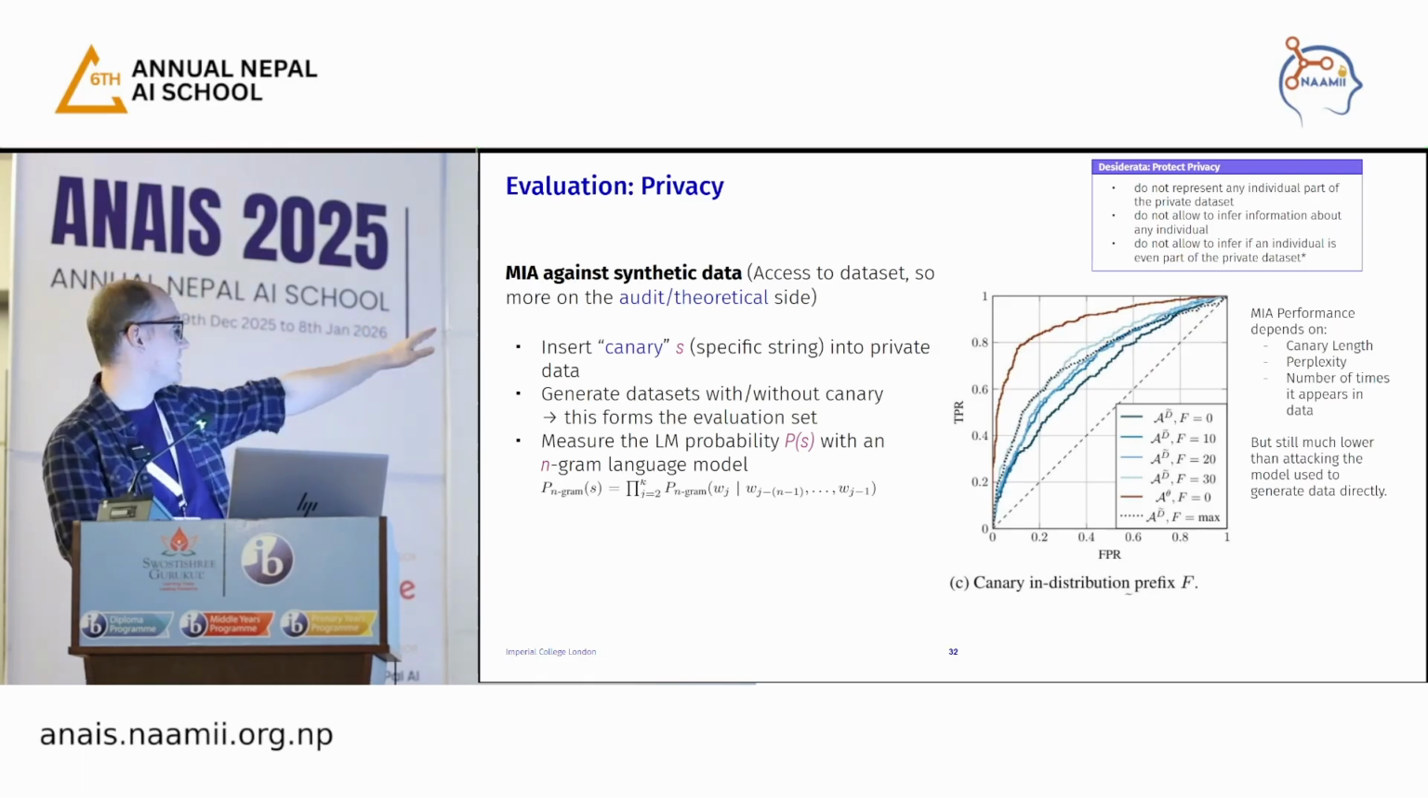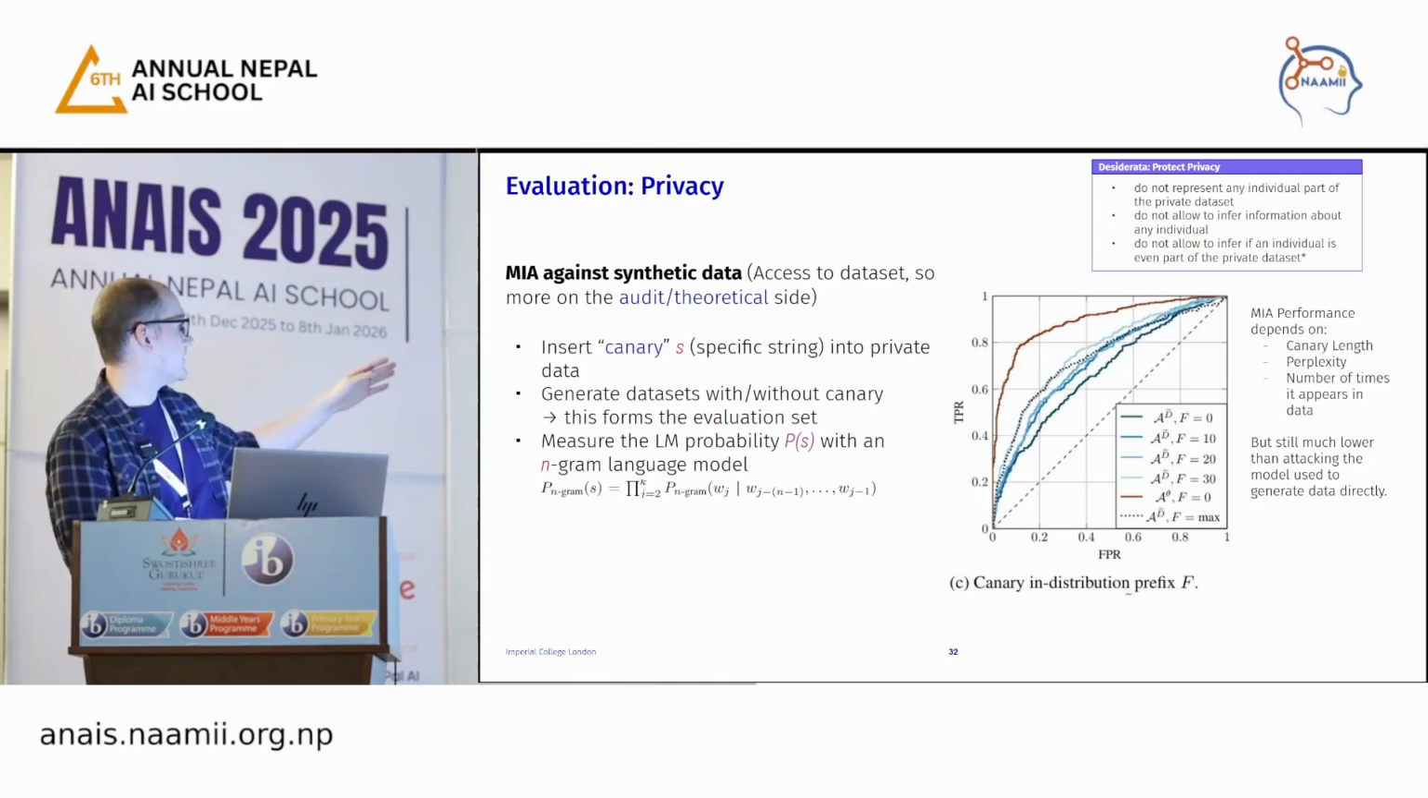In this case, we assume access to the data set. So this is, again, more on the theoretical side. And the way it works is we insert a canary, so a specific string, into the private data set, and then generate a data set with and without that canary. So this then forms our membership inference attack evaluation set.